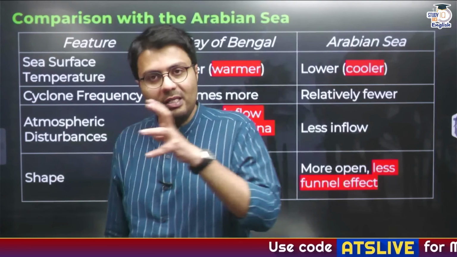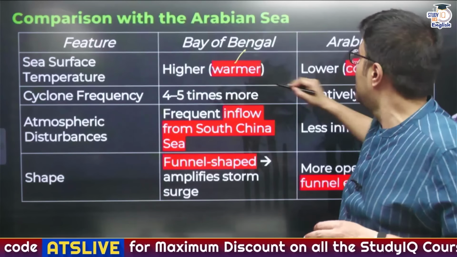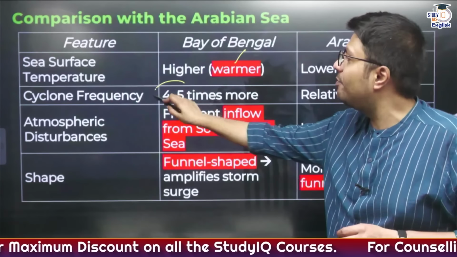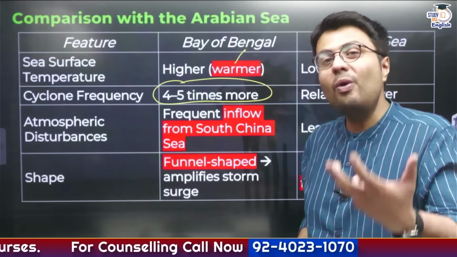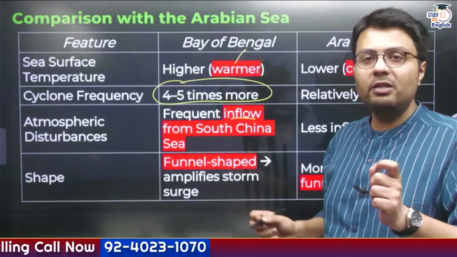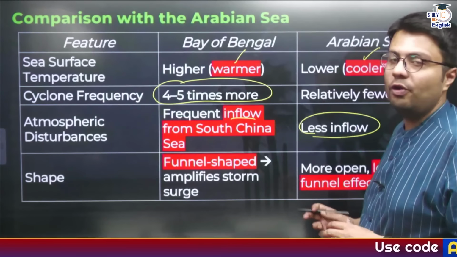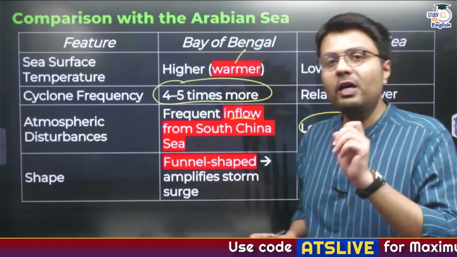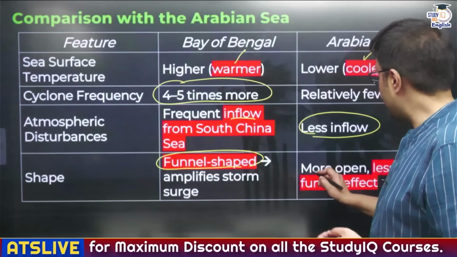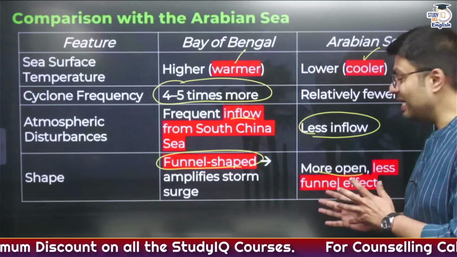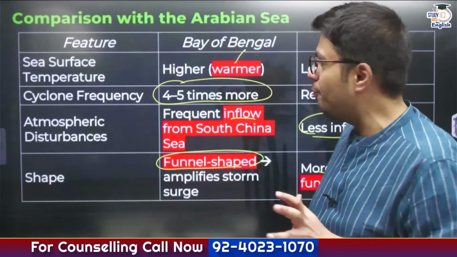Now I've also attached a table for your understanding. As you can understand, the sea surface temperature of the Bay of Bengal is warmer as compared to the Arabian Sea, and therefore the cyclonic frequency is more in the Bay of Bengal region. Now the atmospheric disturbances also add to this volatility. The inflow of atmospheric disturbances from the South China Sea is present in the Bay of Bengal, which is absent in the case of the Arabian Sea, and therefore the geographical shape also, that is the existence of a funnel shaped geography, amplifies the storm surges, whereas the Arabian Sea is more open, having less funnel effect, so the intensity of cyclones may not be as severe as compared to the Bay of Bengal region.